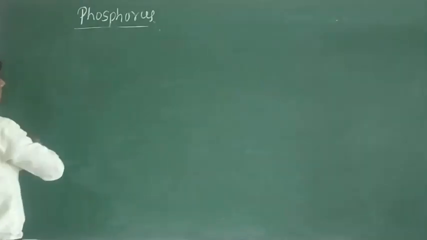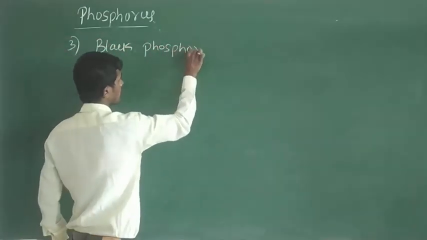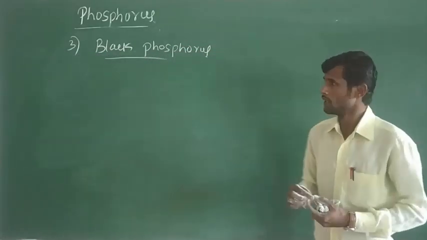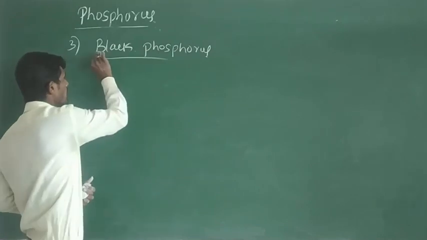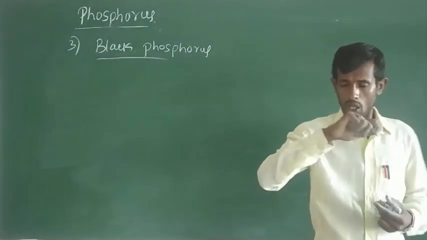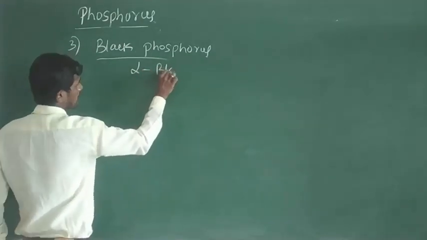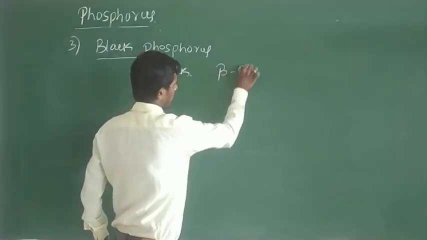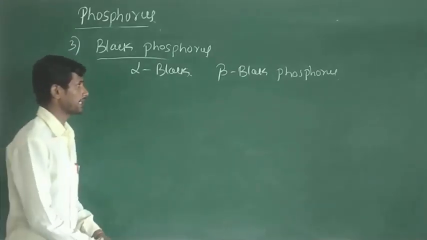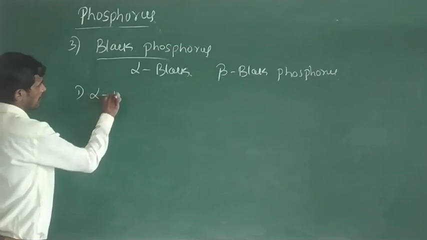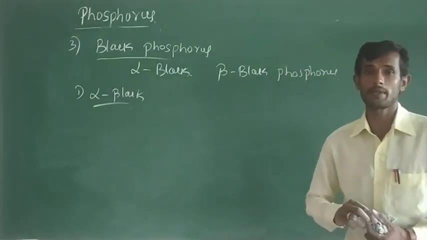Next, another type, black phosphorus. Yes, students, black phosphorus is the derivative of red and white phosphorus. It mainly exists in two forms. One is alpha black phosphorus and another is beta black phosphorus. In that, first one, alpha black phosphorus. Remember, black phosphorus is usually the derivative of white phosphorus and red phosphorus.